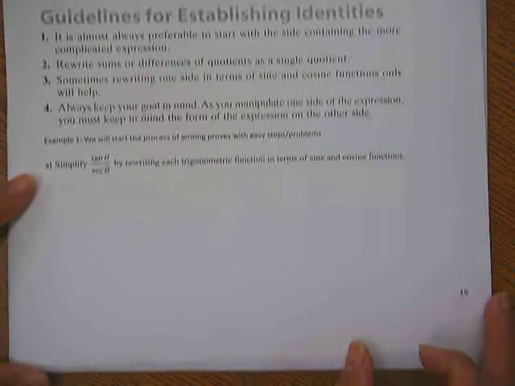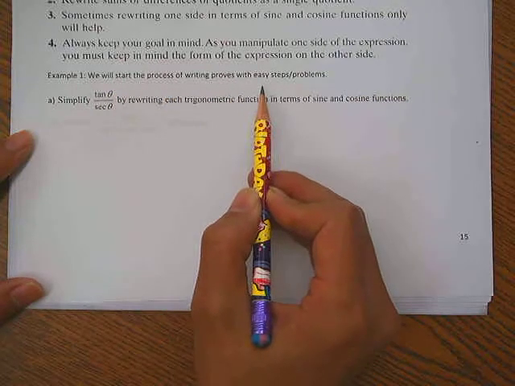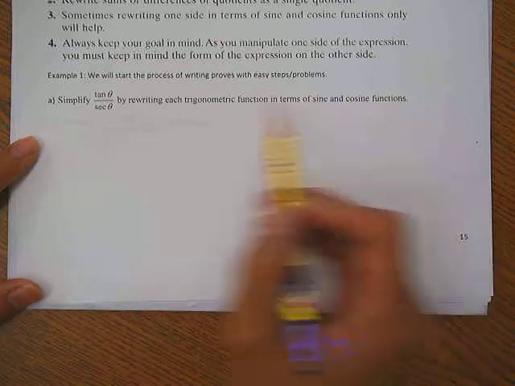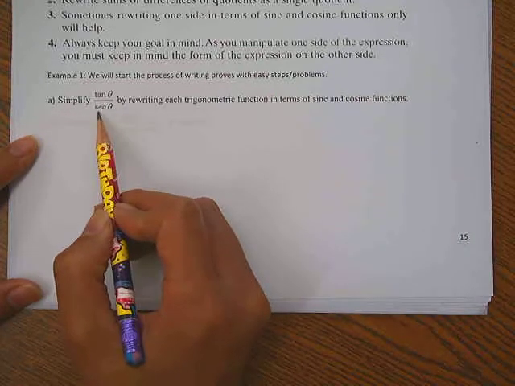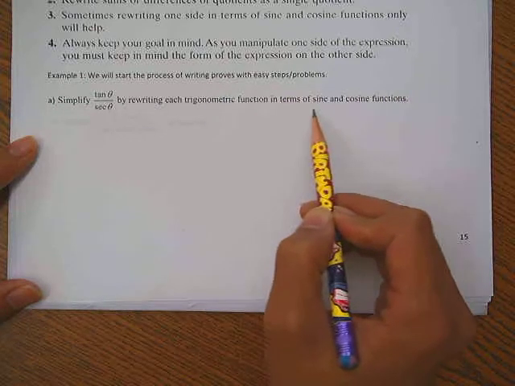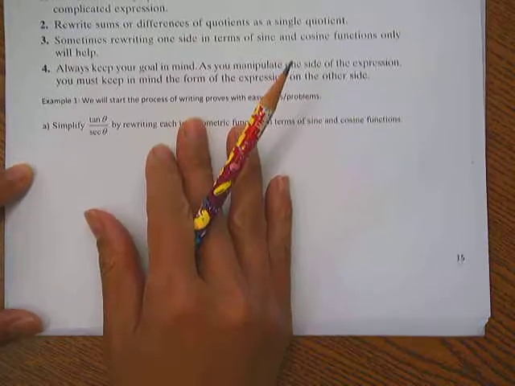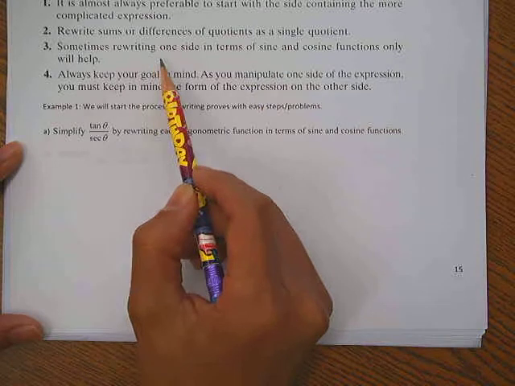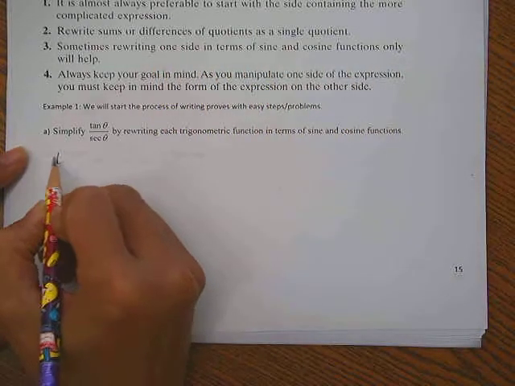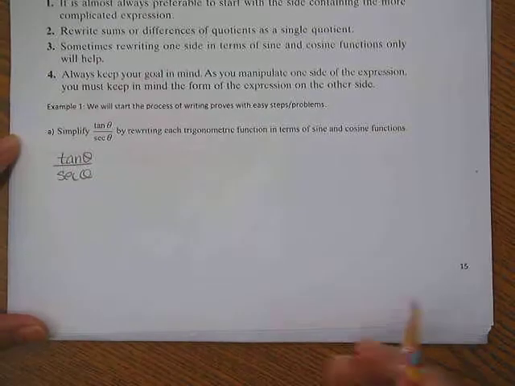Okay, so example 1. We will start the process of writing proofs with easy problems first. In example 1, I give you hints of what to do. Simplify tangent of theta divided by secant of theta by rewriting each trigonometric function in terms of sine and cosine functions. Remember, this is one of the guidelines: sometimes rewriting one side in terms of sine and cosine will help. We're always going to start with the original problem. So if it's from your textbook, rewrite it. This is your step 1.